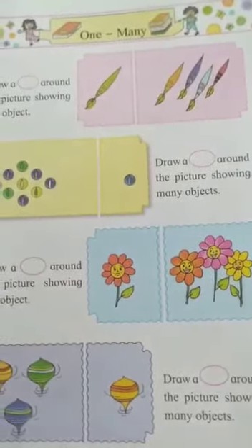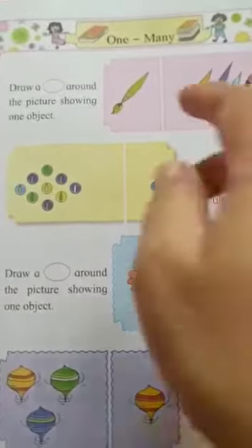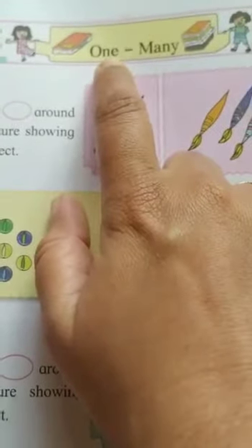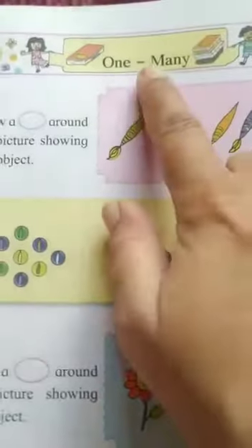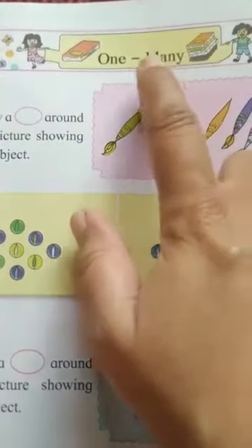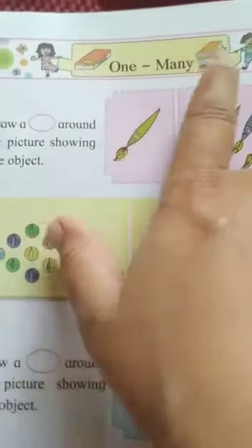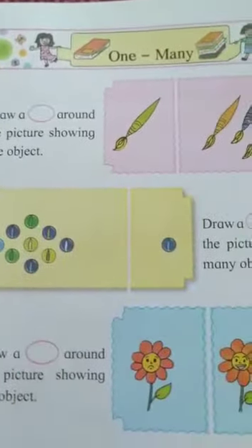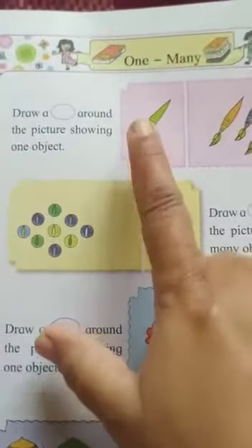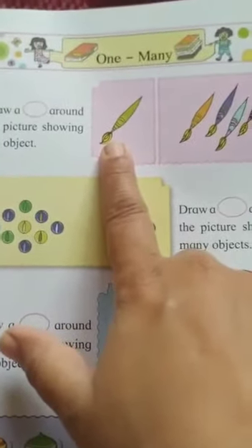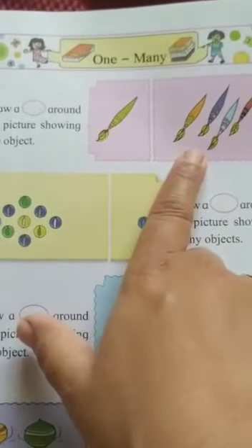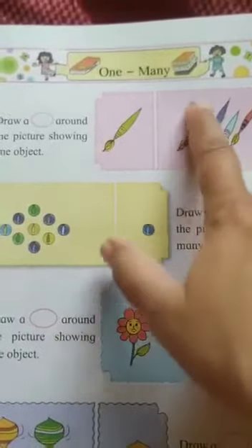Now let's see the next concept. One, many. O-N-E, one. M-A-N-Y, many. One book, many books. One means one object and many means more than one. More than one means many objects.